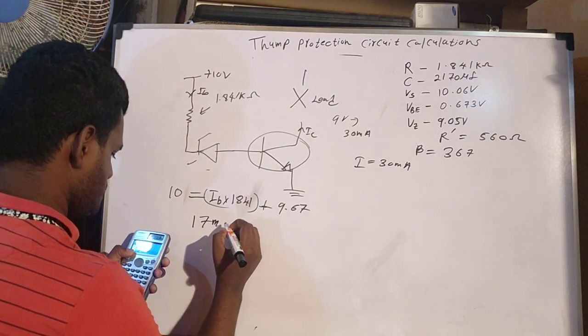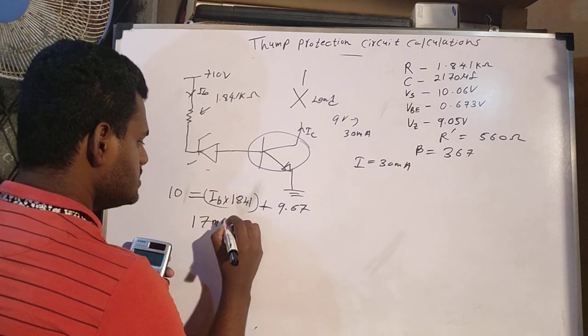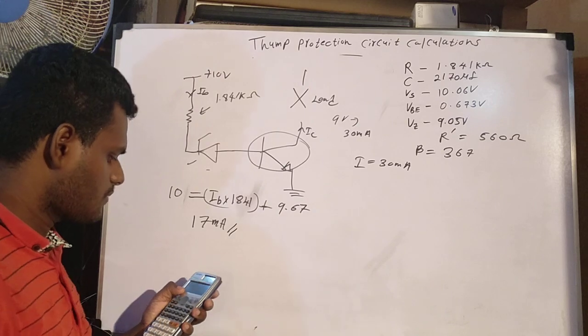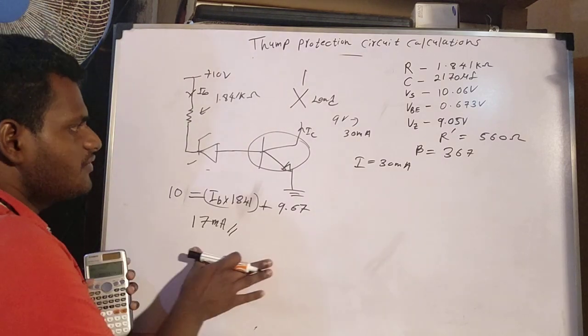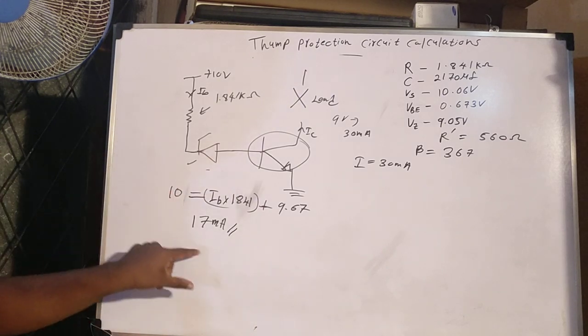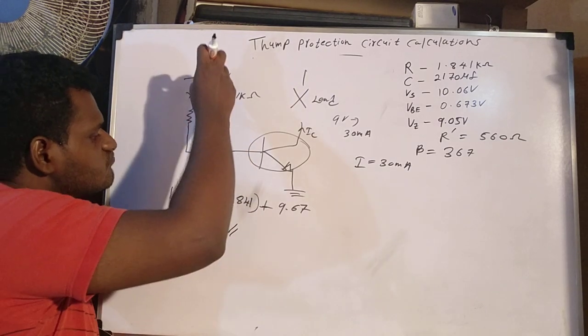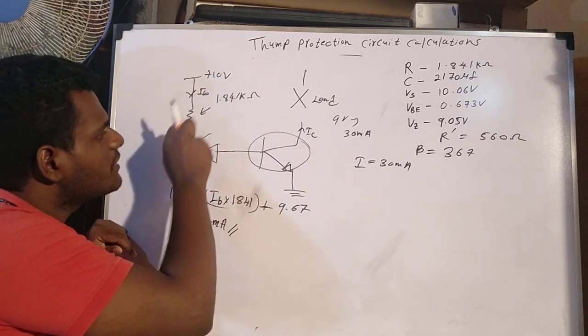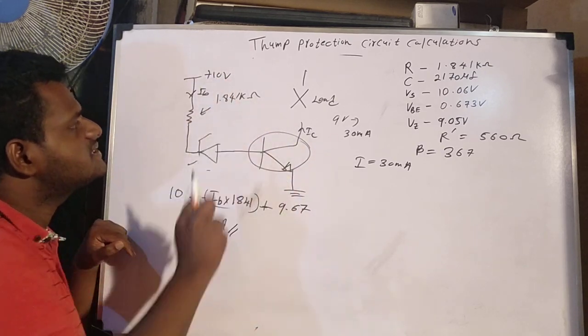17 milliamperes, no problem. So now IB is 17 milliamperes, and I can take it here. It is the maximum 17 milliamperes flowing through this circuit.